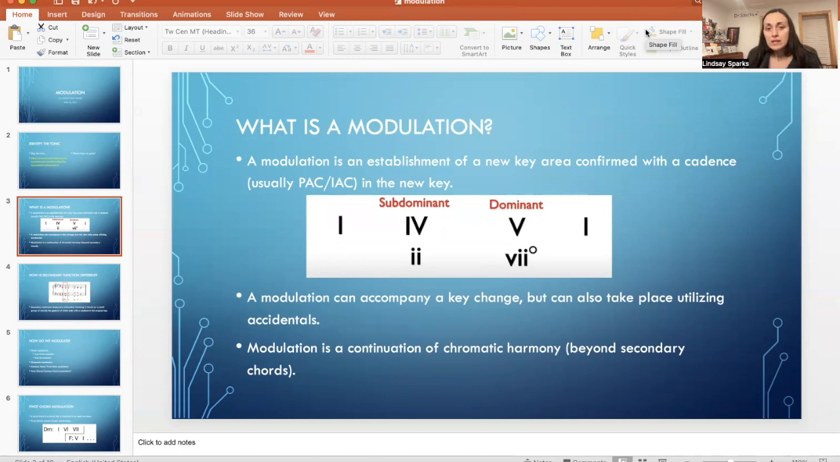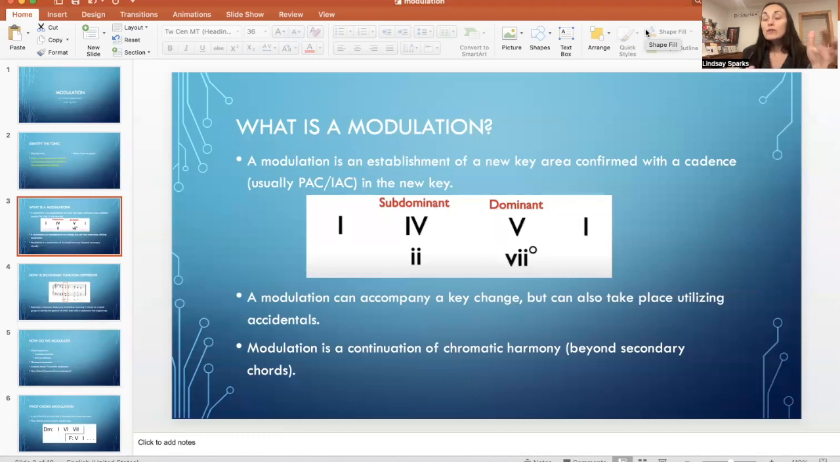So a modulation is an establishment of a brand new key that is confirmed with a cadence, and that's the critical part. Usually this cadence is some sort of authentic, so it's a perfect or an imperfect authentic cadence. And almost always, at the bare minimum, we will at least have a dominant and then the cadence, right? Just the setup into that authentic cadence, or more commonly, and it's much more stable when we have this, we'll have a subdominant in there as well.